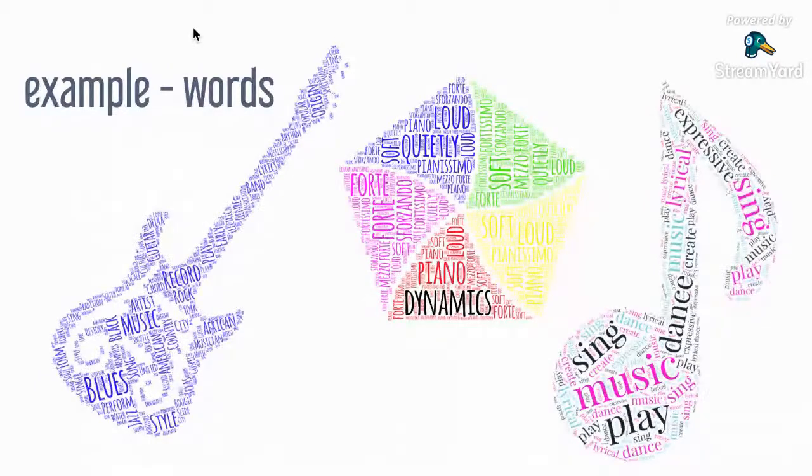Now, what it did was actually bring the words in from the Wikipedia page, kind of in order of how many times that word appears on the page. So some of the larger words that you can see in this image are larger because the word blues and the word music and the word record and style appear more times on the Wikipedia page than the other words, which are much smaller. Now, you can change that if you want to.